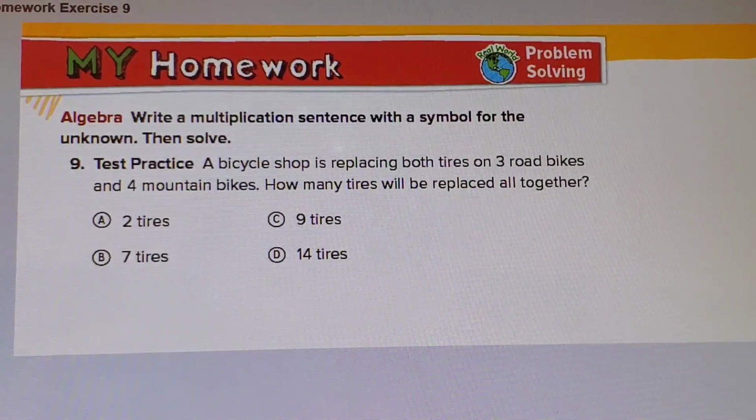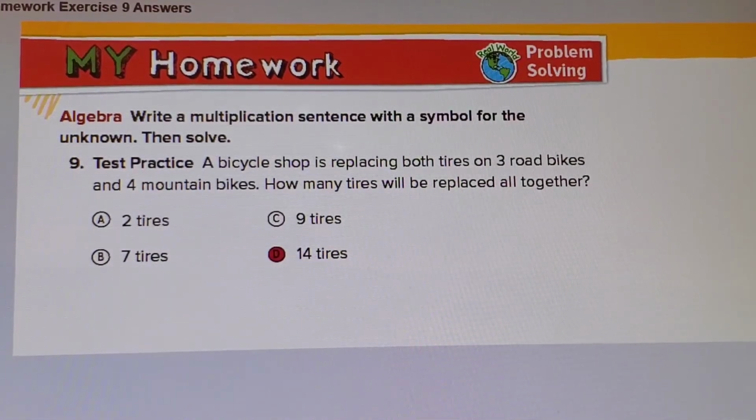Well, how many tires are you replacing on each bike? 2 tires. And how many bikes do you have altogether? You have 7 bikes. So you could write 2 times 7 equals unknown, or 7 times 2 equals unknown. And your choices are 2 tires, 7 tires, 9 tires, or 14 tires. And the answer is 14 tires.